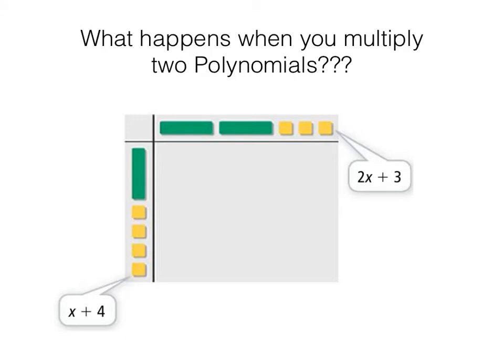Well, if I want to fill in this array, this space in here, let's think about how I would fill that in. So let me make sure I have the right colors. Use the green. X times x would give me x squared. And so would this one. What would x times 3 give me? Well, it would give me 3x.